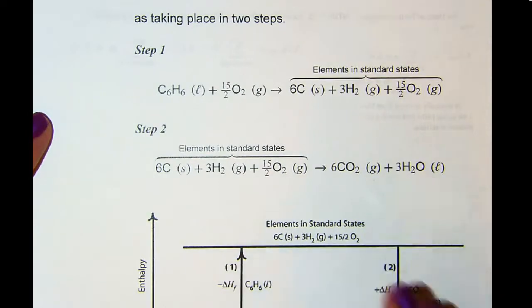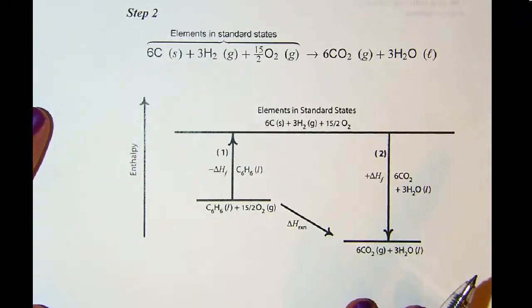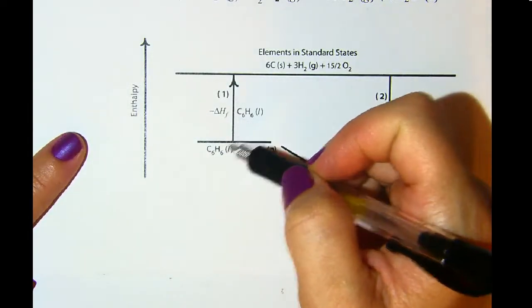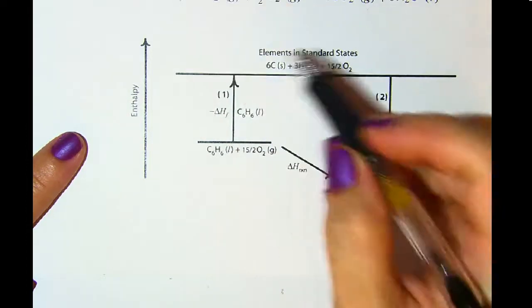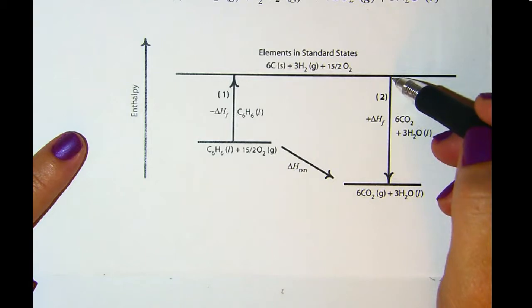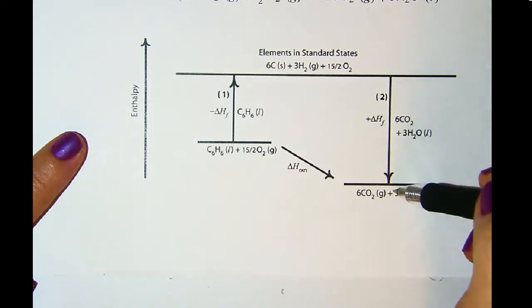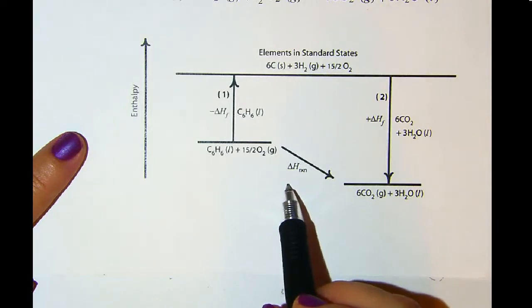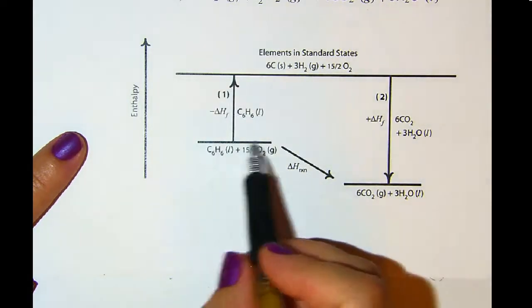6CO2 plus 3H2O liquid. So if we look at the chart here, we look at the enthalpy, or energy it takes in order to break these bonds and form into their elements, and then we look at the enthalpy it takes in order for them to reform into these products. And the difference between these two is the delta H of the reaction. So you can take your products minus your reactants.